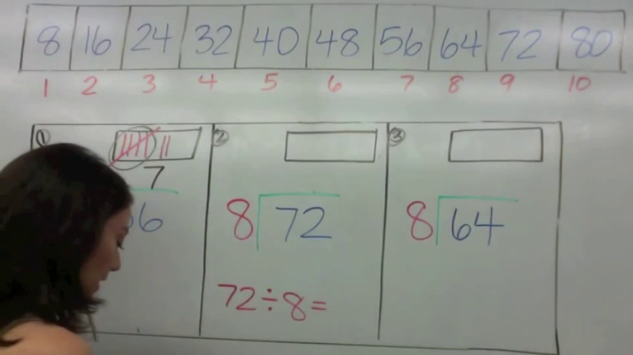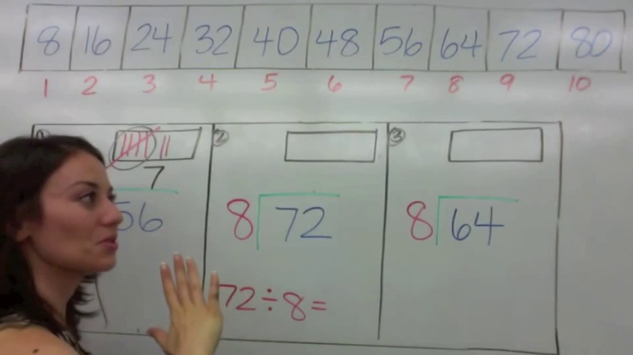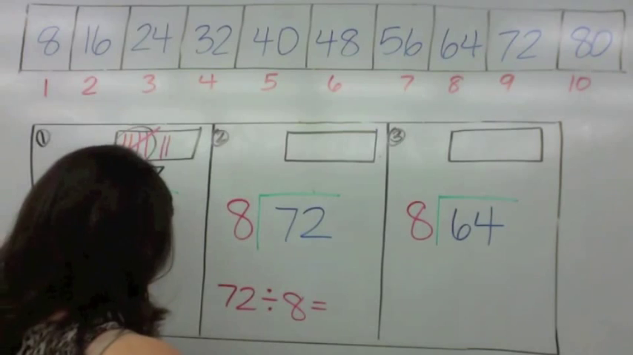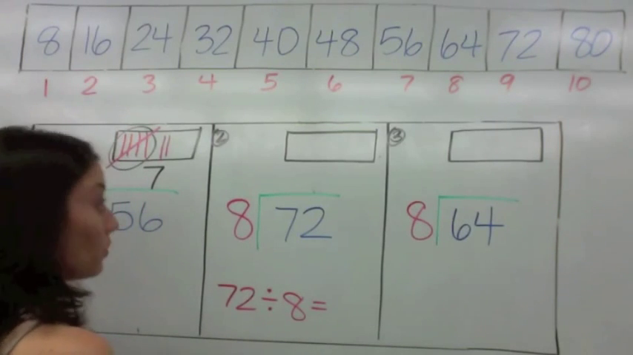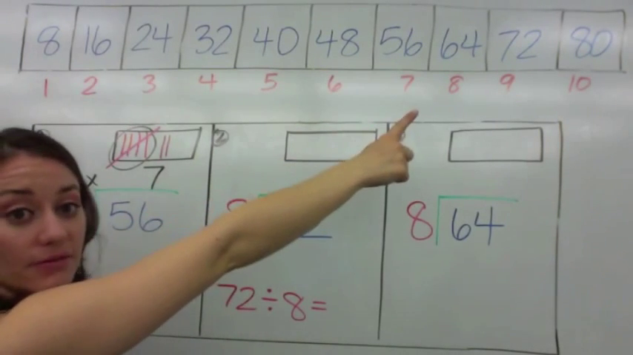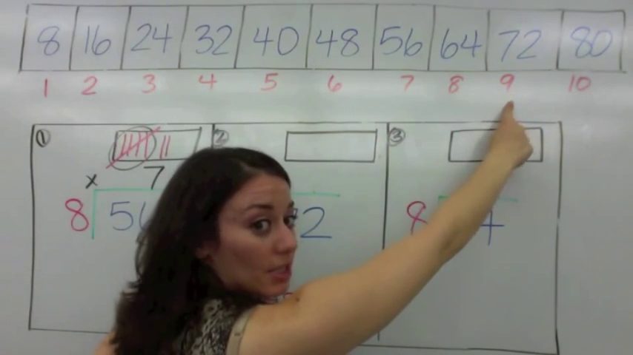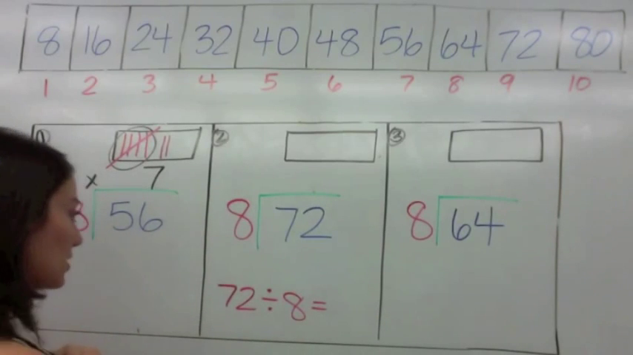72 divided by 8. That means we're going to skip count by 8. How many times? We don't know. But we're going to skip count by 8 to get to 72. If you look at the sequence, where is 72? It's right here. How many times would you skip count? You would skip count 9 times. So we're going to skip count.